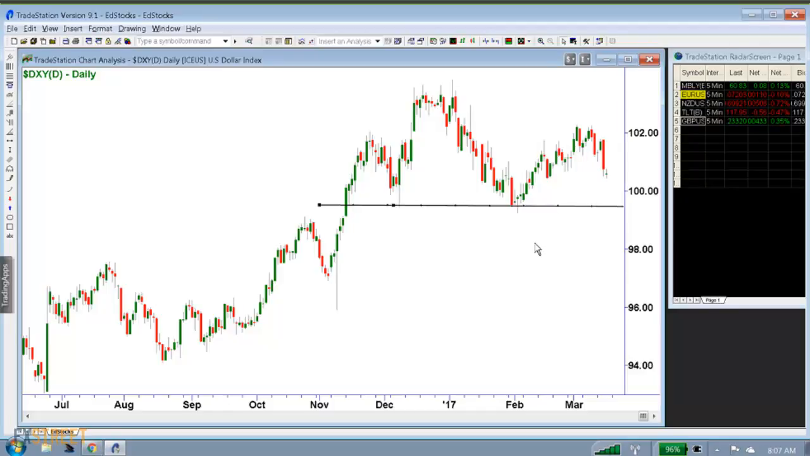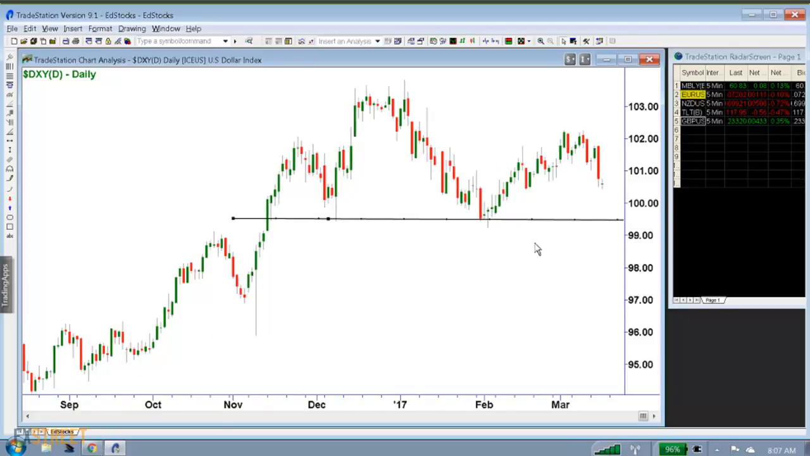Look, it doesn't matter. Could be, would be, doesn't matter. What matters is what happens if and when the dollar gets to 99.50, because that would be the neckline of a head and shoulders, if indeed it is one. 99.50 would be the key figure here. Okay, so that's the key.